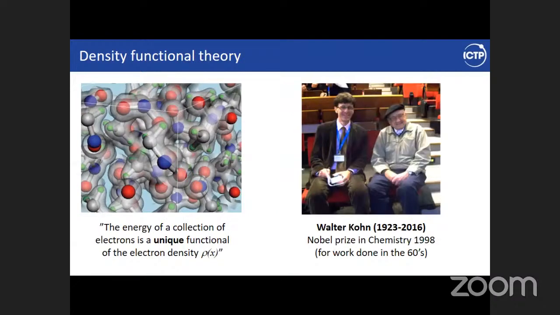So fortunately, to the rescue, at least for the many body electron part of the challenge, is density functional theory. If you're not familiar with density functional theory, essentially it coincides with the statement that the energy of a collection of electrons in a many body sense is the unique functional of the electronic density rho of x. Now, for this statement, which of course considerably simplifies the calculation of the ground state energy for a many electron system, Walter Kohn got a Nobel Prize. Walter Kohn is the one on the right side, just to be sure, not the one on the left side. He got the Nobel Prize in 1998 for work he actually did in the 60s.